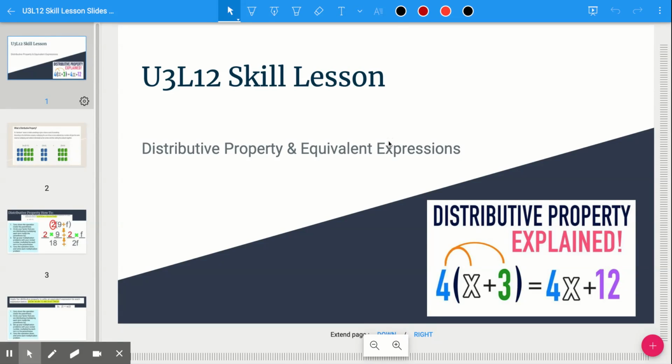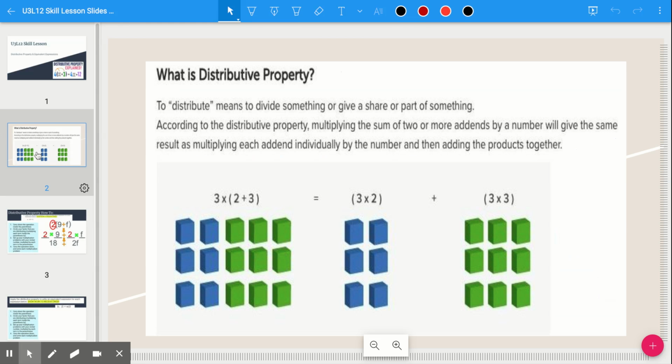Happy Wednesday, mathematicians. Let's work on some more distributive property practice and finding equivalent expressions for our Unit 3, Lesson 12 skill lesson. So what is the distributive property?